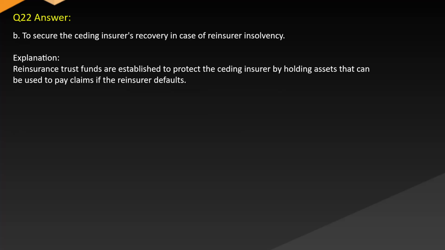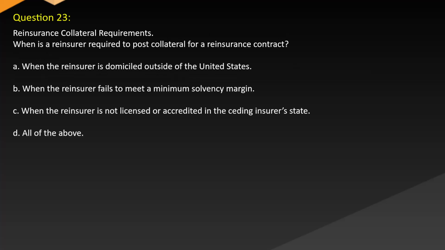Answer: B. To secure the ceding insurer's recovery in case of reinsurer insolvency. Explanation: reinsurance trust funds are established to protect the ceding insurer by holding assets that can be used to pay claims if the reinsurer defaults. Question 23. Reinsurance collateral requirements. When is a reinsurer required to post collateral for a reinsurance contract?